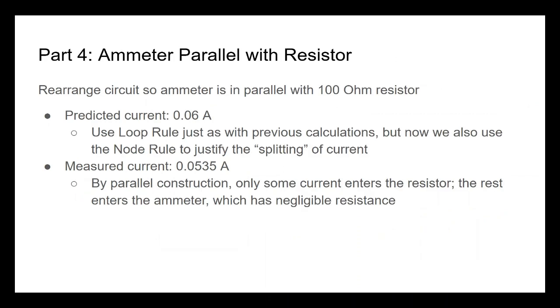Next, we put an ammeter parallel with the resistor, the 100 ohm resistor in this case. The predicted current was 0.06 amperes, just by the same loop rule and node rule calculations, very similar to what we did before. And the measured current was 0.0535 amperes. So there was some error, and this could be accounted for by a couple different things.